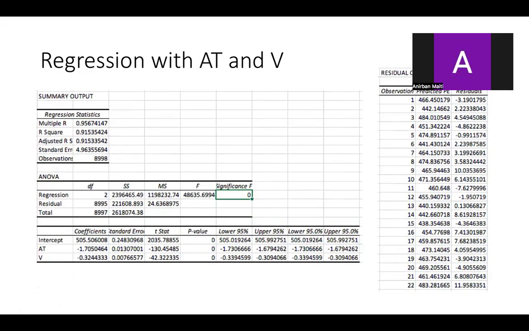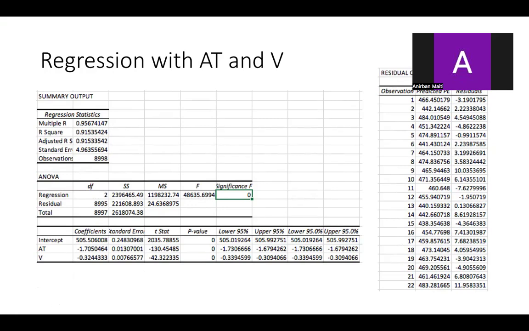Then what I did again was run another regression with AT and V, to see how good this model could be. When I ran these two together, it gave a really good result. As you can see, the standard error actually reduced to 4.9, and the adjusted R-square is 0.9. So it's a really good result.